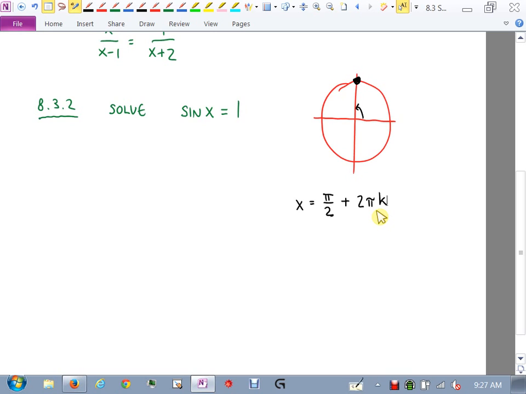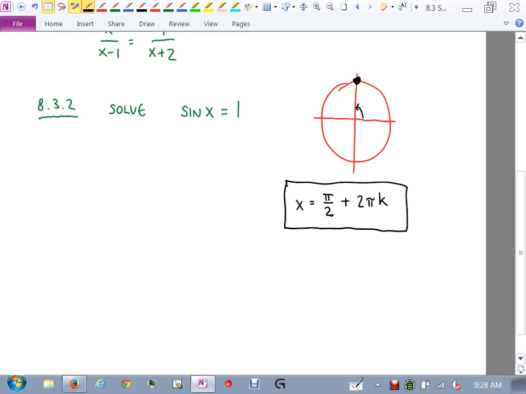So that gives you your pi over 2, and then that gives you a full rotation, either direction, as many as you want, and you'll always be pointed straight up. And so that gives you all the infinite number of answers, yes? Okay, this is the answer. Your answer is actually a general solution. We call that the general solution right there.